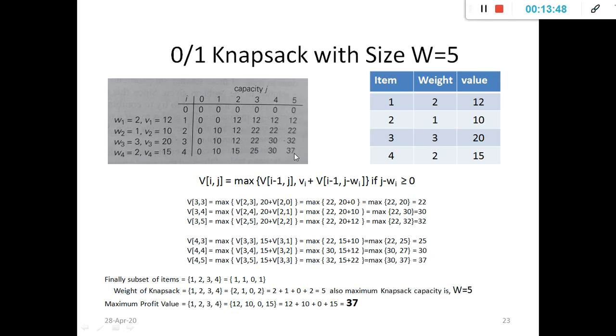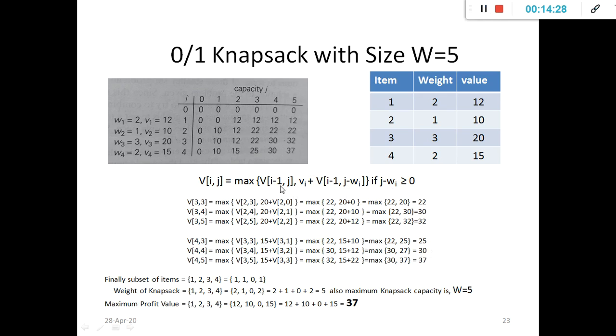Finally, calculate the value at position 4 by 5 in this table, that is v of 4 by 5, which is equal to max of v of 3 comma 5, comma 15 plus v of 3 comma 3. That is max of 32, since v of 3 by 5 is 32, comma 15 plus v of 3 by 3. v of 3 by 3 is 22. 15 plus 22 is 37, so max of 32 comma 37 is equal to 37, and 37 is the maximum profit.